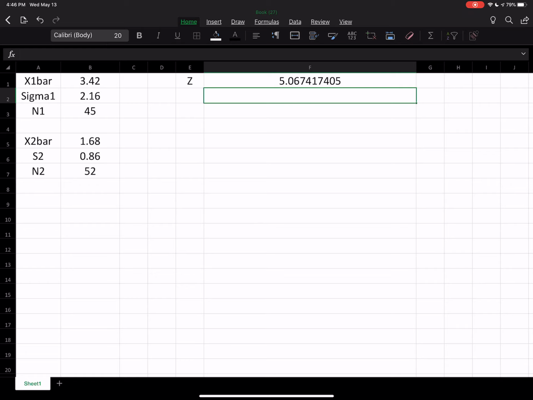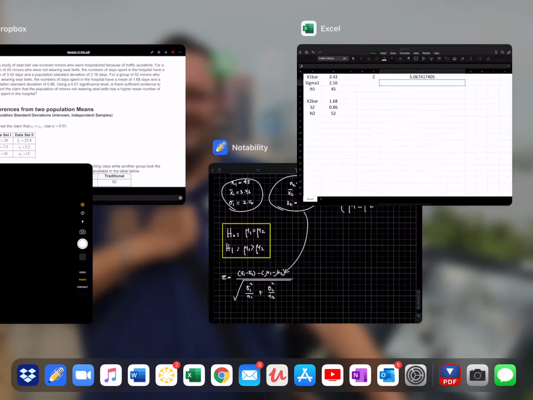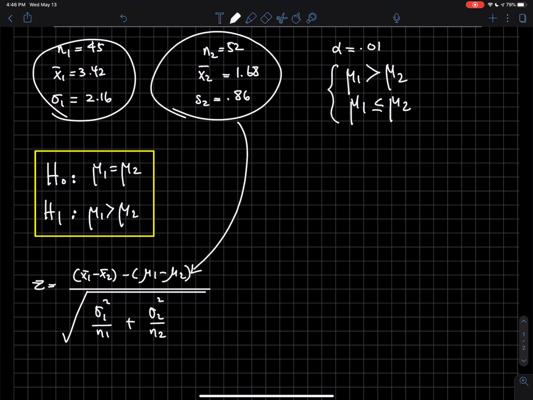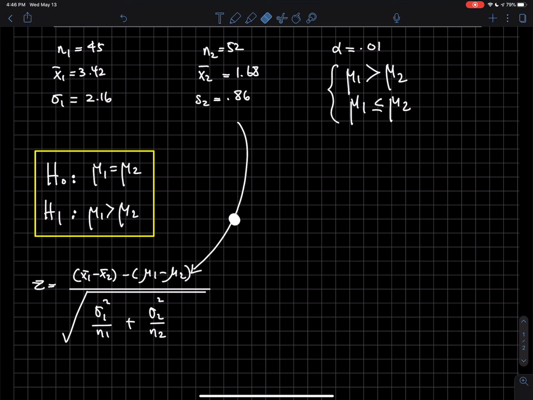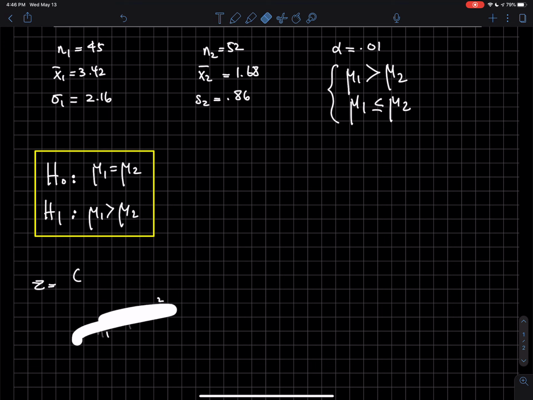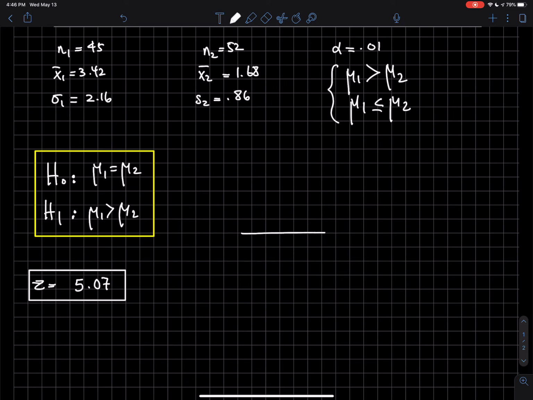So let's move back onto our lecture video. So I know my test statistic is 5.07. For a z-test statistic, that's quite large. Okay, so let's move on to step 3, which is the graphing step.